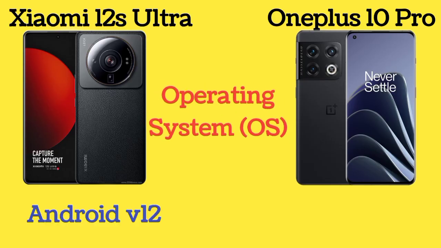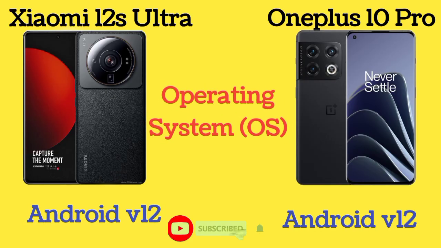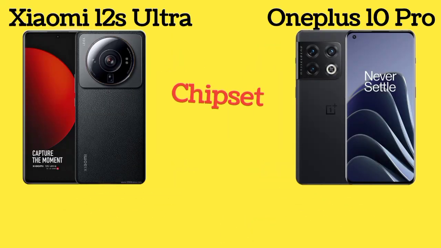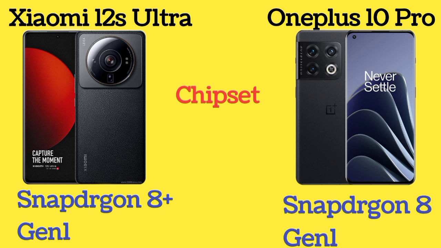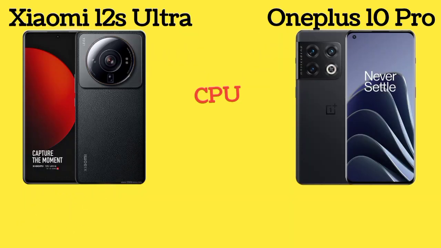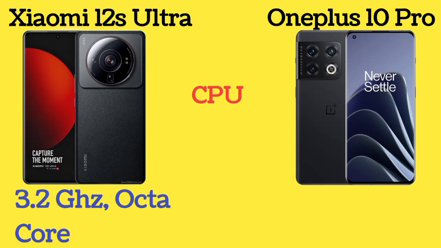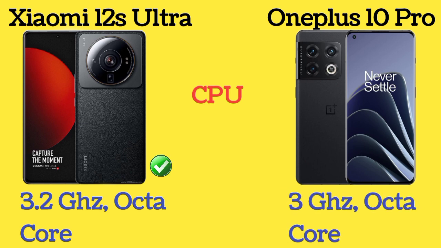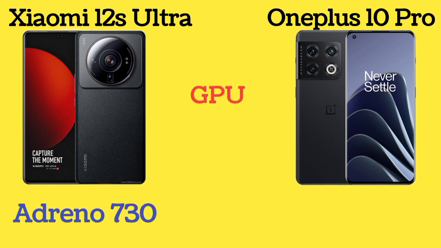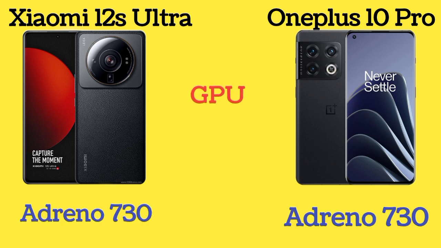The operating system of both Xiaomi 12s Ultra and OnePlus 10 Pro is Android version 12. Xiaomi 12s Ultra has Snapdragon 8 Plus Gen 1 chipset and OnePlus 10 Pro has Snapdragon 8 Gen 1 chipset. The CPU process of both Xiaomi 12s Ultra and OnePlus 10 Pro is 3.2 GHz octa-core and 3 GHz octa-core. Xiaomi 12s Ultra and OnePlus 10 Pro both phones have same Adreno 730 GPU.